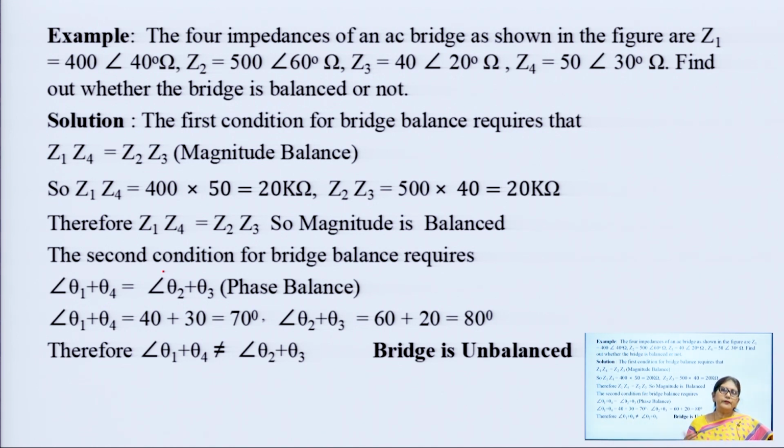Now, we have to find out whether the phase balance is there or not. In the phase balance condition, theta 1 plus theta 4 should be equal to theta 2 plus theta 3. Here we find that theta 1 plus theta 4 is equal to 70 degrees, but theta 2 plus theta 3 is equal to 80 degrees. So this phase balance is not there, and it means the bridge is not in the balance condition.